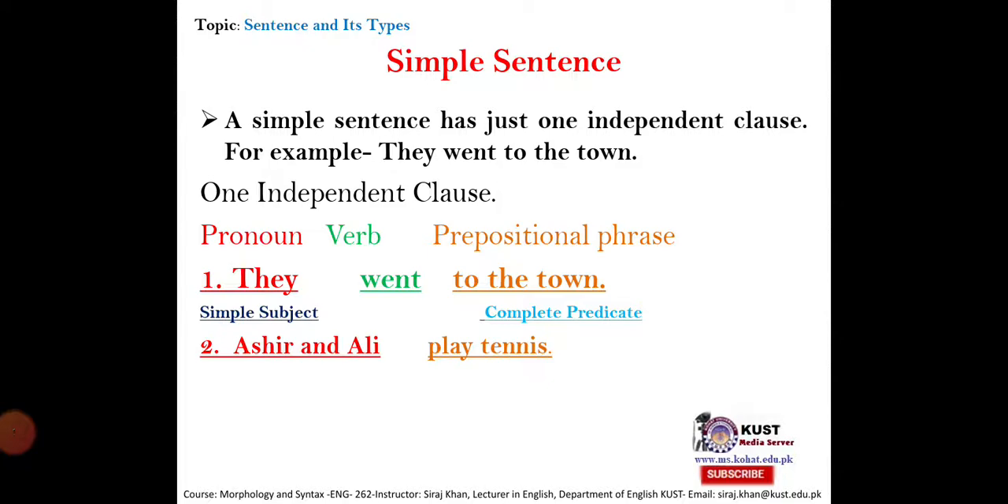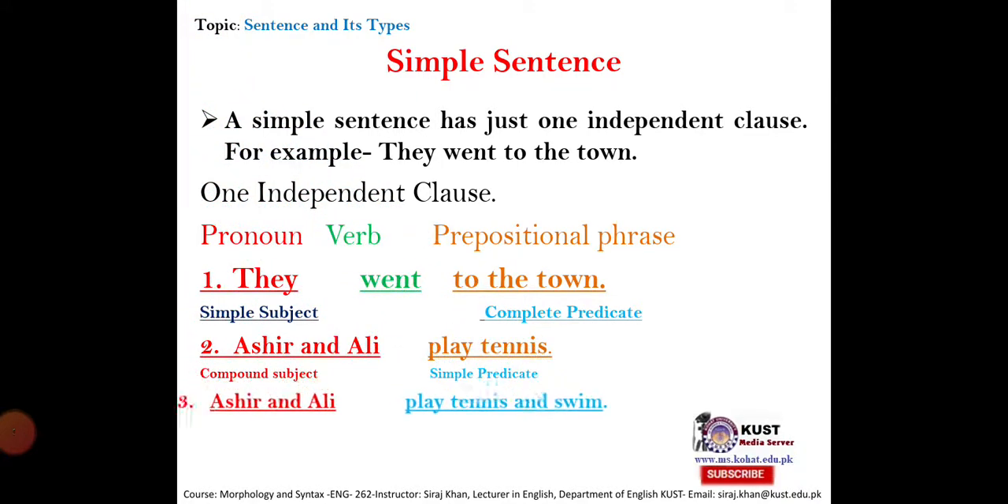The second example, Ashir and Ali play tennis. Now here in the subject, we got a coordinating conjunction, and, between Ashir and Ali. So the coordinating conjunction gives us a compound subject followed by a verb part of the sentence which is simple. So Ashir and Ali, that part is a compound subject. Play tennis is a simple predicate.